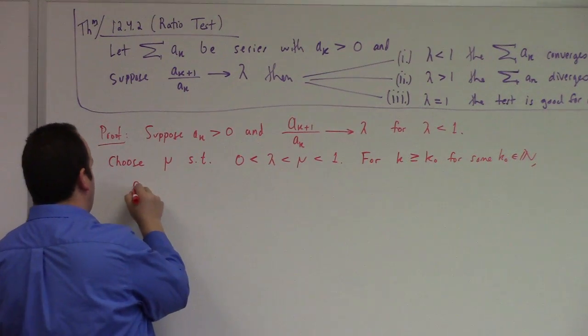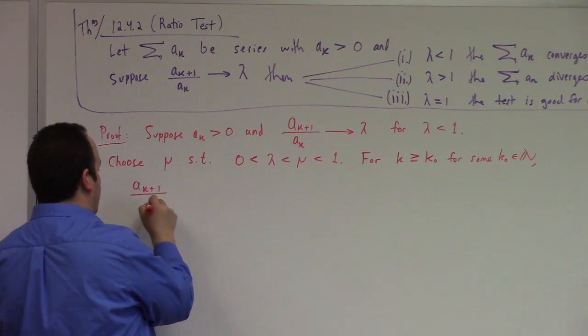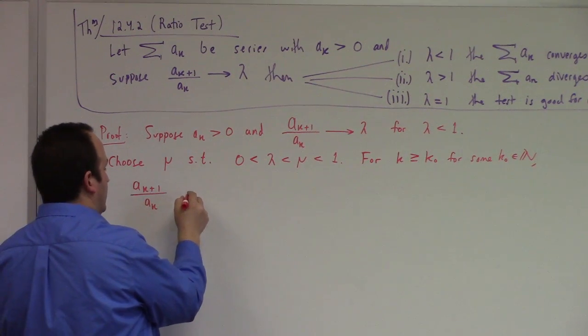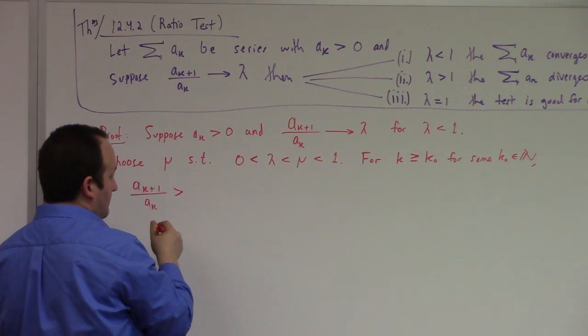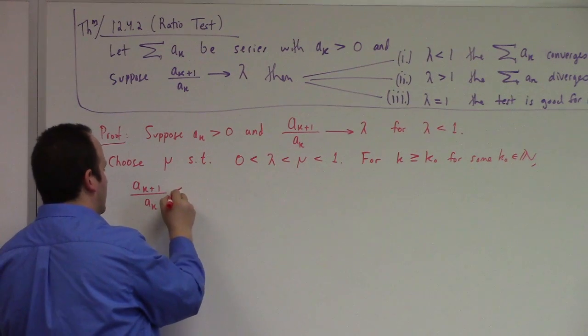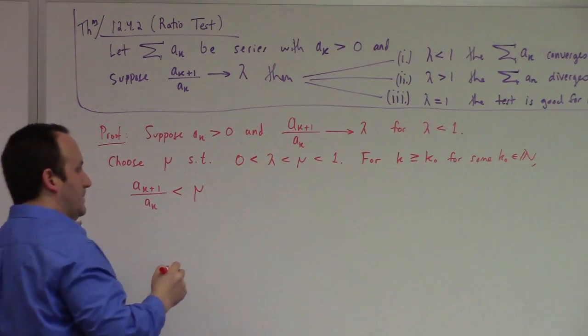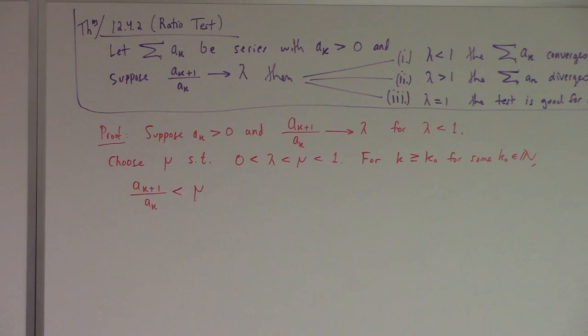a sub k plus 1 over a sub k is less than mu, rather. Sorry, I misspoke. Less than mu, right? Because the quotient is settling in on lambda. The value mu is above lambda, so the quotient has to be getting away from mu as you go far out where it's converging to the value lambda, right?